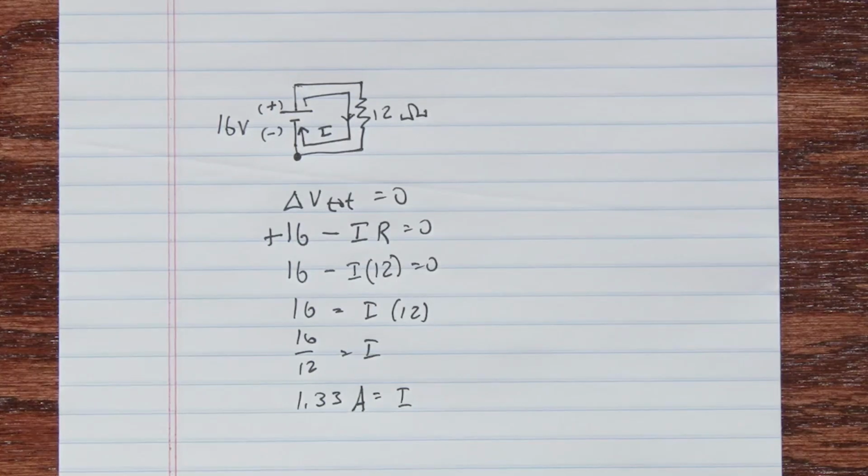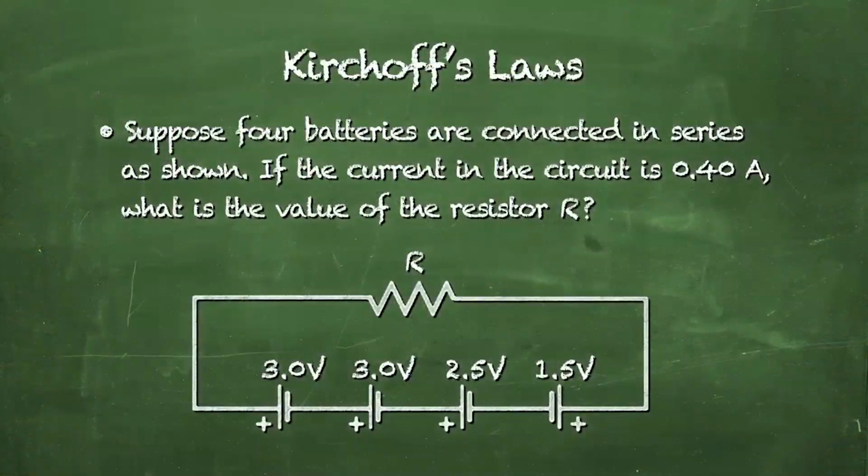Let's work another example. So here we have a circuit with 4 batteries in it and 1 resistor, and notice that one of the batteries is reversed. So you have to work with that. And the question is, suppose 4 batteries are connected in series as shown. If the current in the circuit is 0.4 amperes, what is the value of the resistor R?